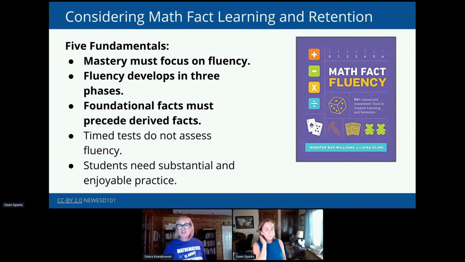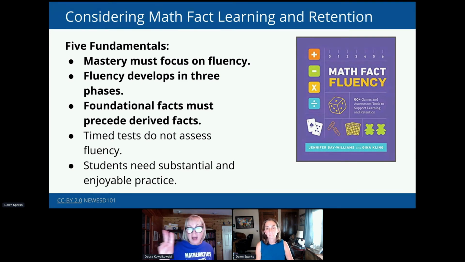You bet. So again, this shows the book again, so you'll have an idea of what you're looking for when you go to Amazon, because people are asking what book it is. The authors, Jennifer Bay-Williams and Gina Kling, say that fact fluency is based on 5 fundamentals. Number 1, mastery must focus on fluency. Number 2, fluency develops in 3 phases. And number 3, foundational facts must precede derived facts. I notice those are in bold, so I know that means we're going to talk about those a little bit more in just a minute.